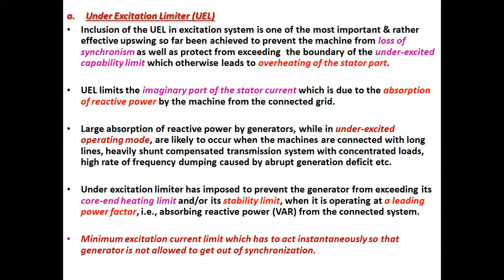The under excitation limiter limits the imaginary part of the stator current, which is due to the absorption of reactive power by the machine from the connected grid. Large absorption of reactive power by generators while in underexcited operating mode is likely to occur when the machines are connected with long lines, heavily shunt compensated transmission systems with concentrated loads, high rate of frequency decay caused by abrupt generation deficit, etc.